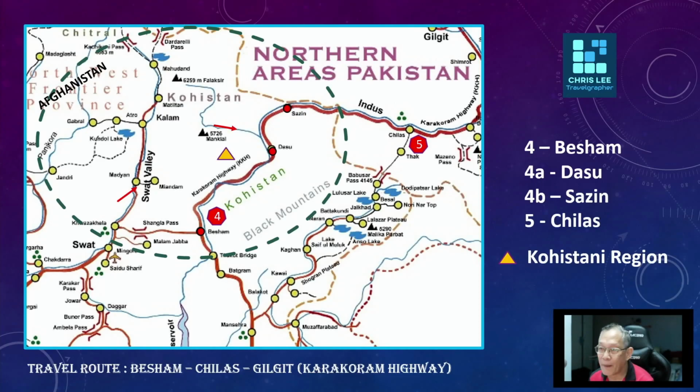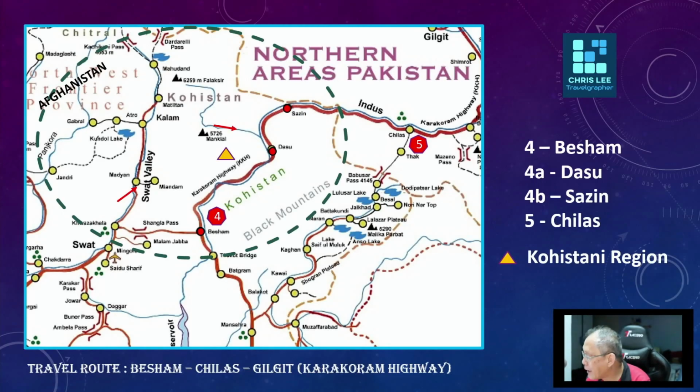So we are basically traveling from point 4 to point 5. And from point 4 to point 5, the entire road is built along the river, the Indus River. In fact, point 4 is the start of our journey on the Karakoram Highway. Our experience of the Karakoram Highway in Pakistan literally starts from point 4, the town called Besham.